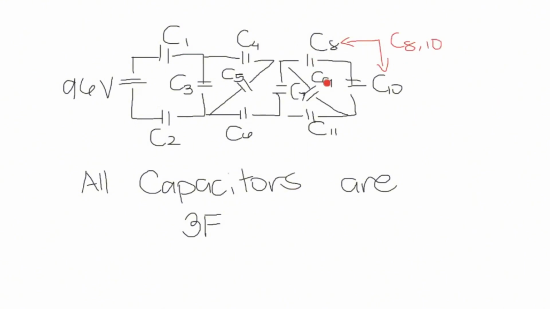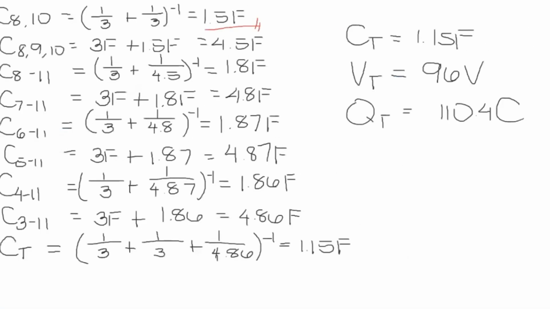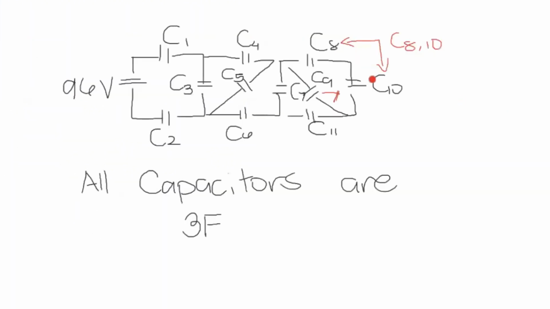We need to find C8, 9, 10. And since C8, 10 is in parallel with C9, that means it will be in summation form, and the summation is 4.5 farad. Now moving on. So we now have our C8, 9, 10.